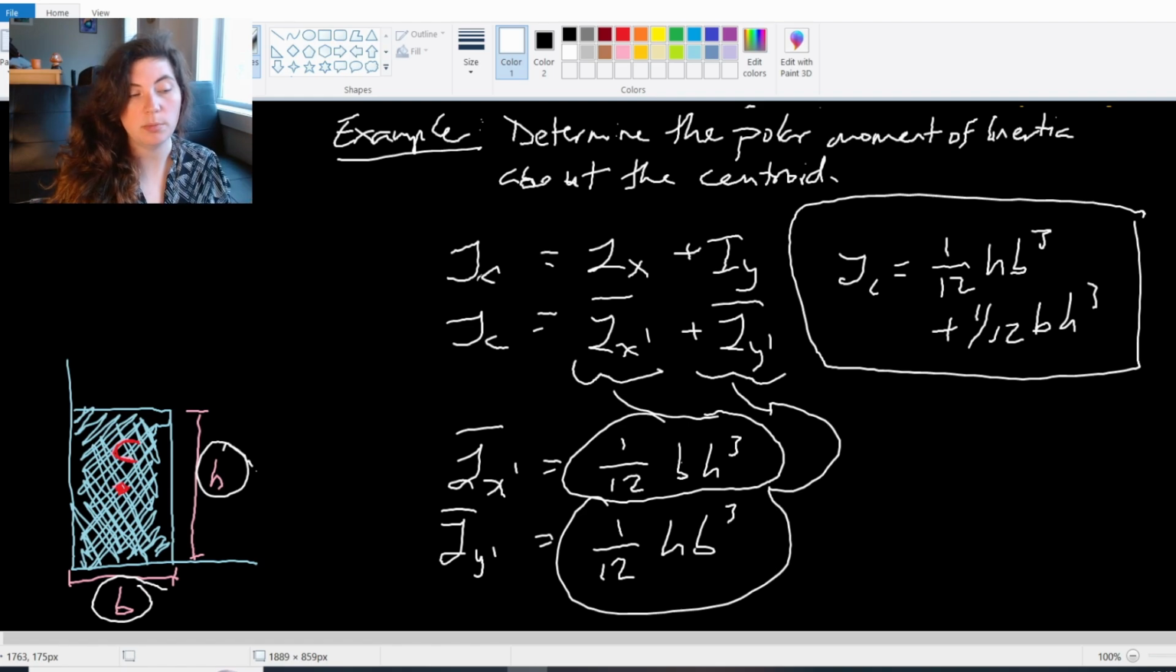So for our last problem, if we wanted to find the polar moment of inertia, we would just take those numerical answers that we got. If we were finding the polar moment of inertia about the origin, we would just add the Ix and Iy terms that we got for our last example, and that would give us the polar moment of inertia.